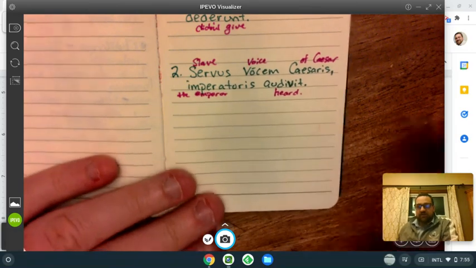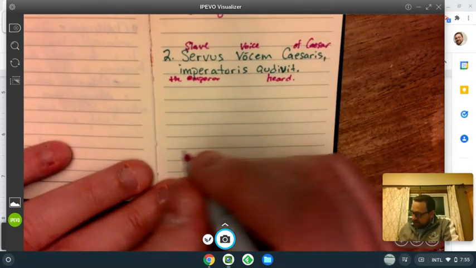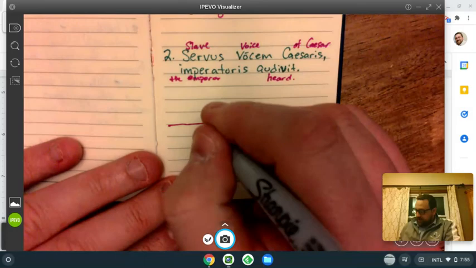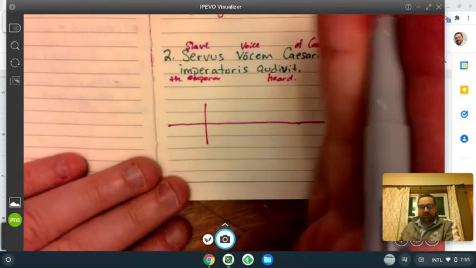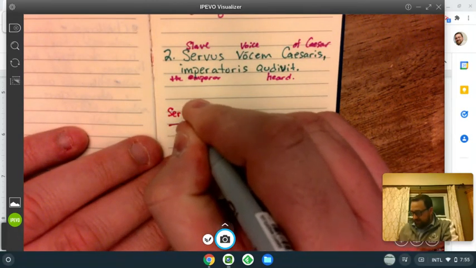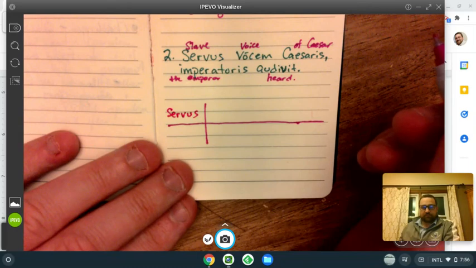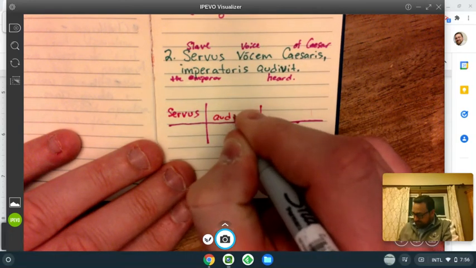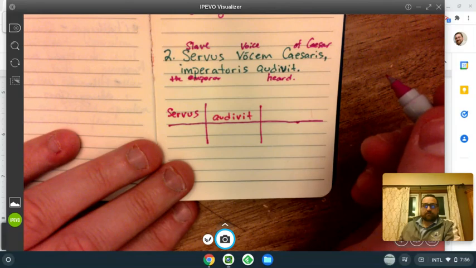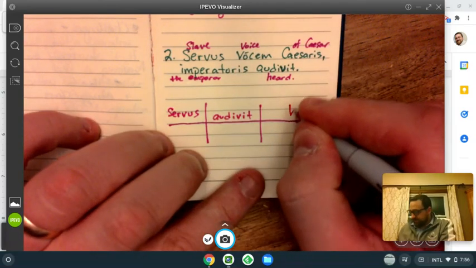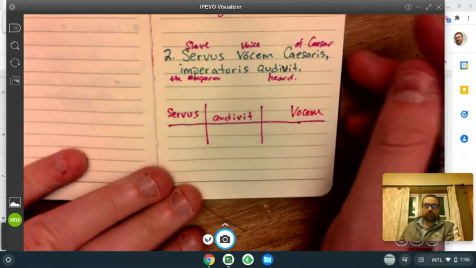The last thing we have to do is we have to diagram this sentence. All right. So we're going to start with a line that we're going to write our sentence on. And typically our sentence is chunked up into 3 parts. We have a subject, a verb, and an object. Okay? The subject is servus. We have a verb, audivit. And the object of that verb. Heard what? Vocem.